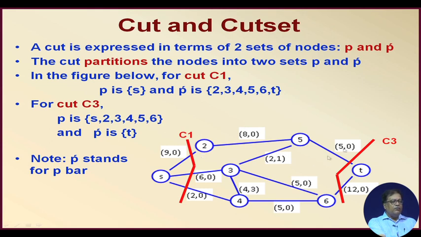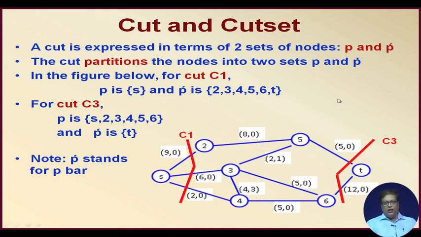So, obviously, can you now answer what are the two sets for C3? One side is S, 2, 3, 4, 5, 6, all these nodes, and the other side should be T. So, that is the partition that the cut does.